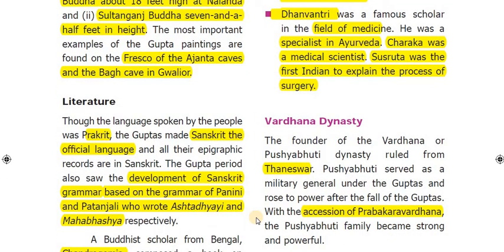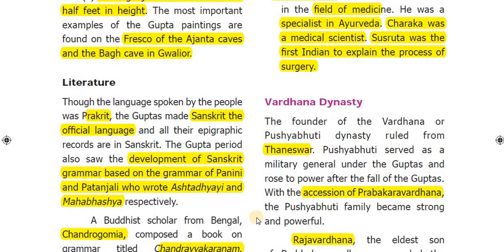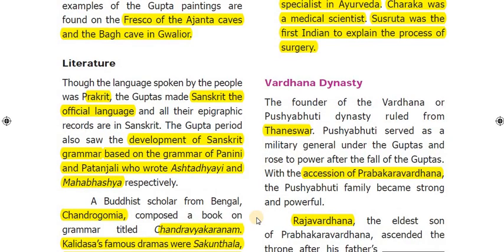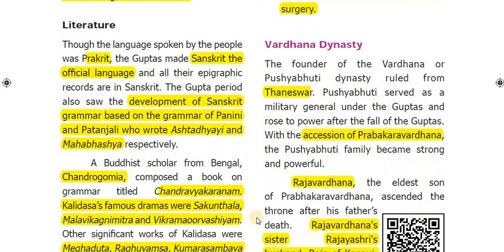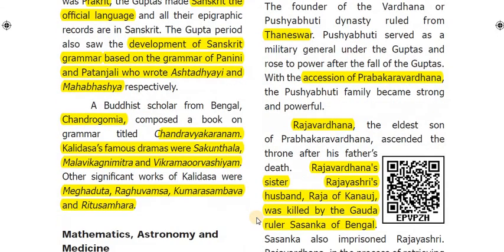Vardhana dynasty. The founder of the Vardhana or Pushyabhuti dynasty ruled from Taneshwar. Pushyabhuti served as a military general under the Guptas and rose to power after the fall of the Guptas. With the accession of Prabhakarvardhana, the Pushyabhuti family became strong and powerful. Rajavardhana, the eldest son of Prabhakarvardhana, ascended the throne after his father's death.